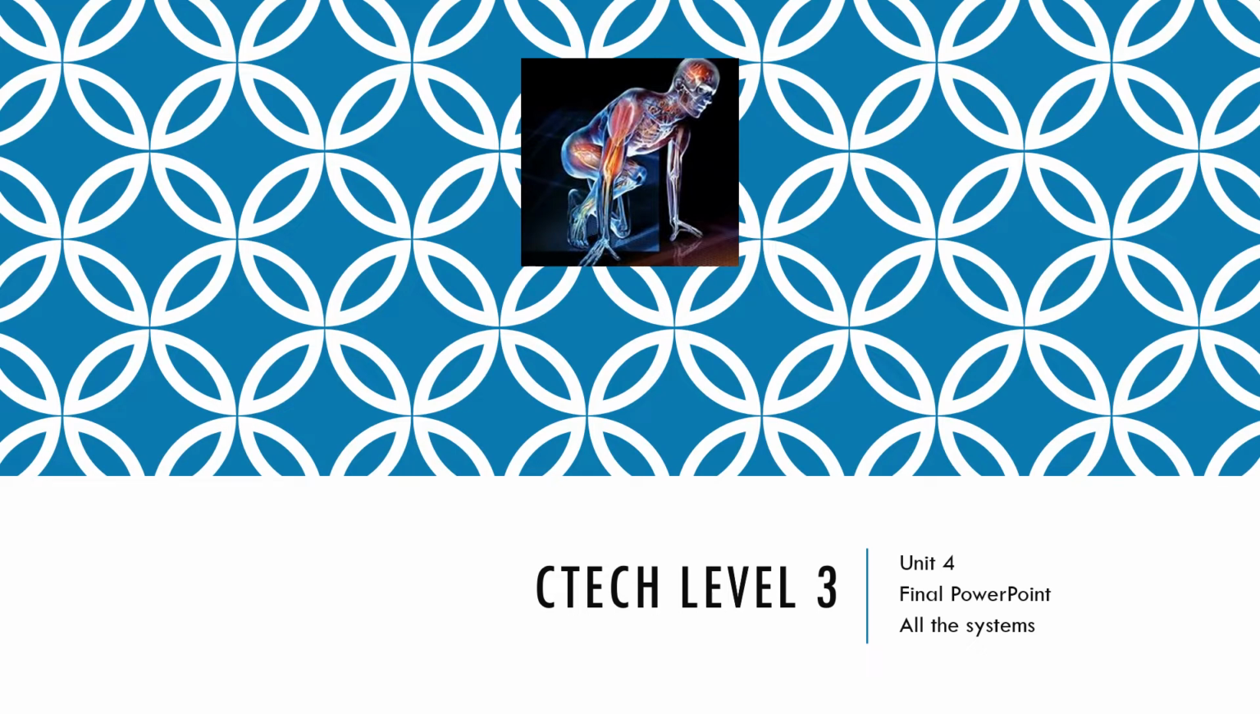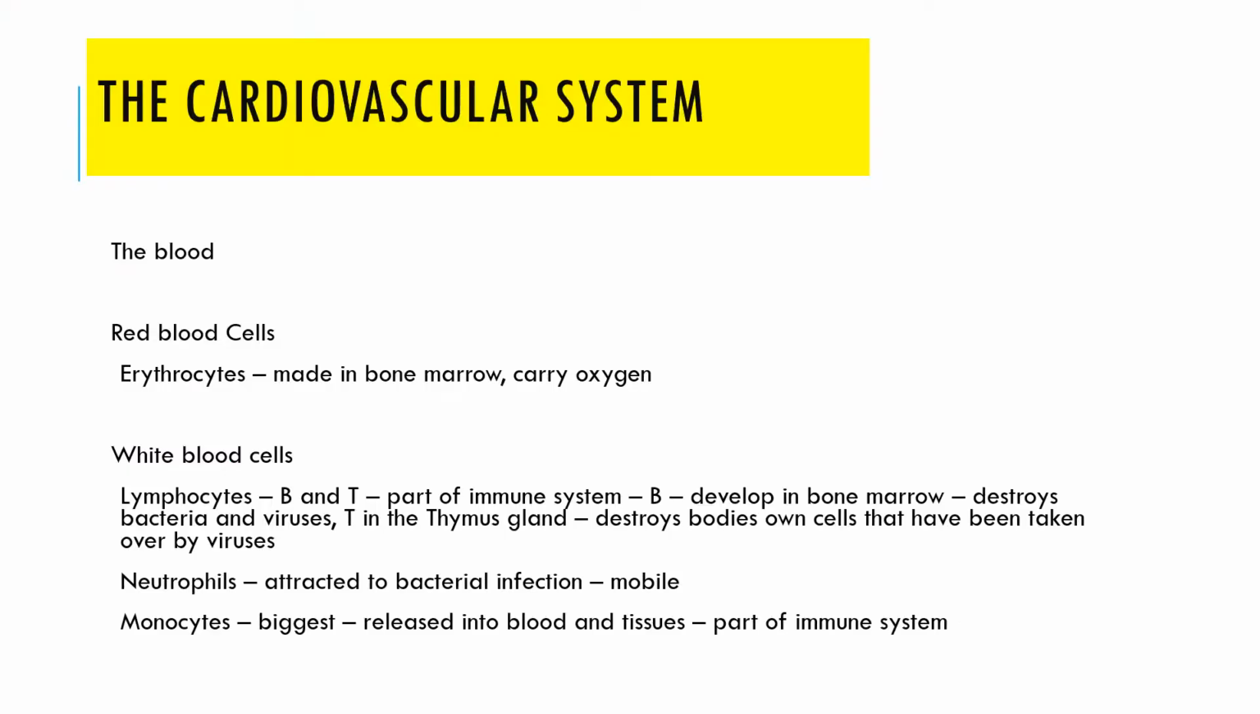Cambridge Tech Level 3, Unit 4, Final PowerPoint, all the systems for anatomy and physiology. I'm going to go through all the main points that you should remember and should have revised for your exam. Firstly, we have the cardiovascular system.